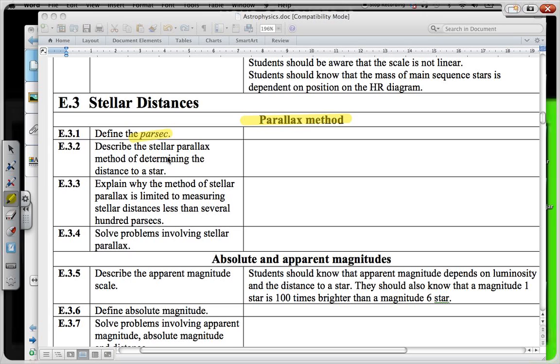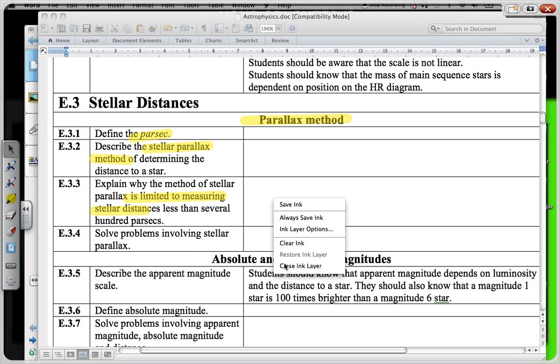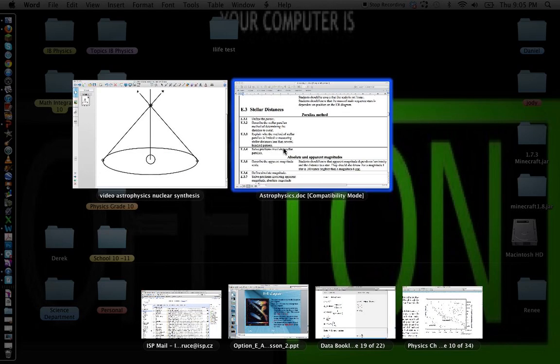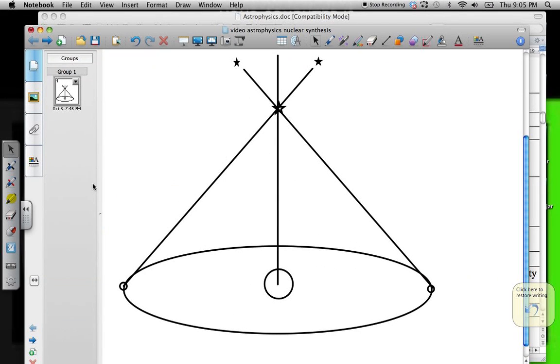Where does this come from? The stereo-parallax method for determining the distance of a star, and why there is a limitation to this. Good. So first I'm going to use a diagram here.